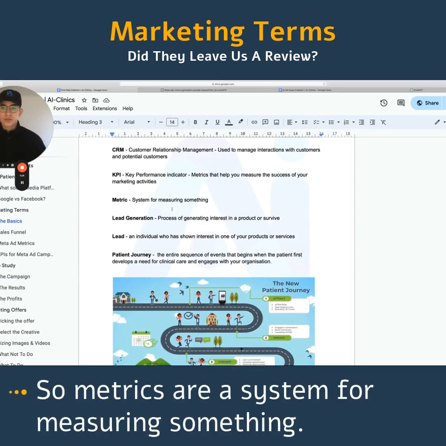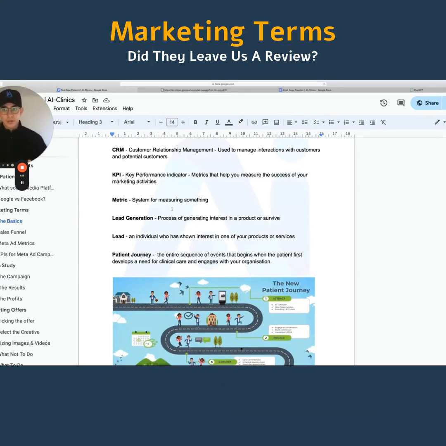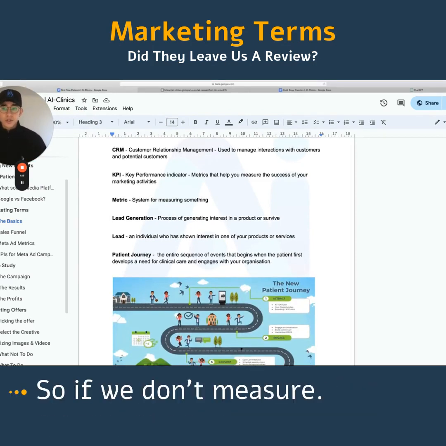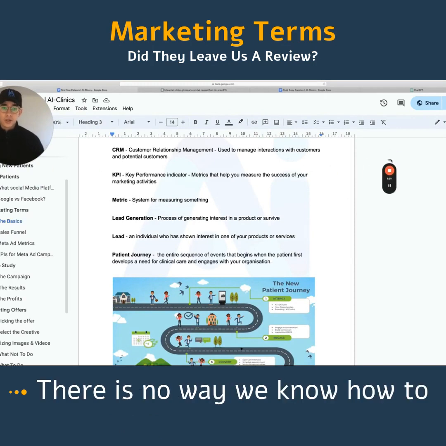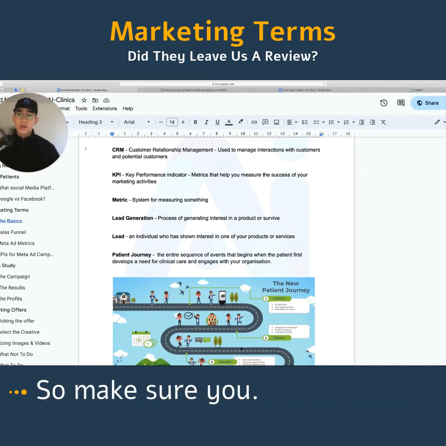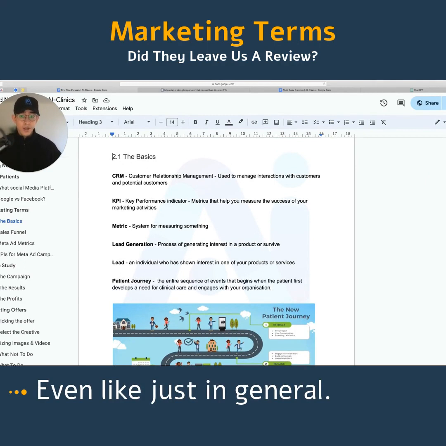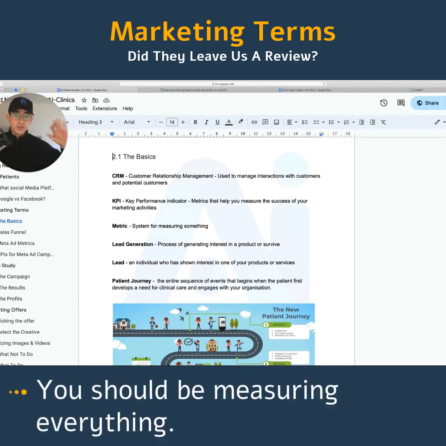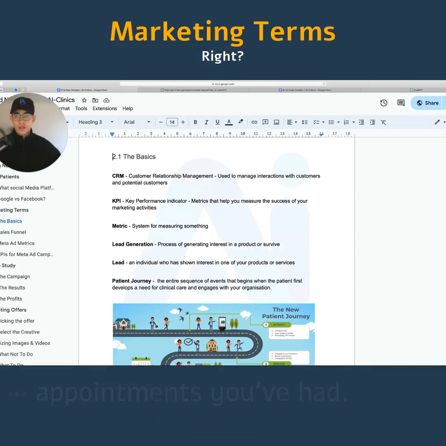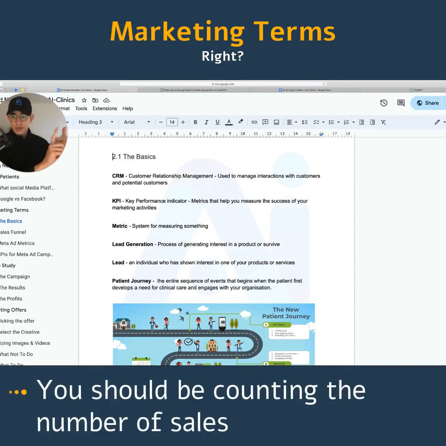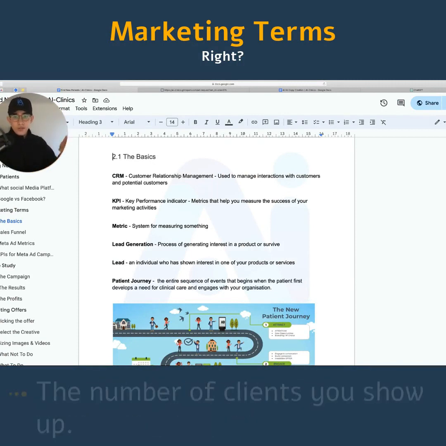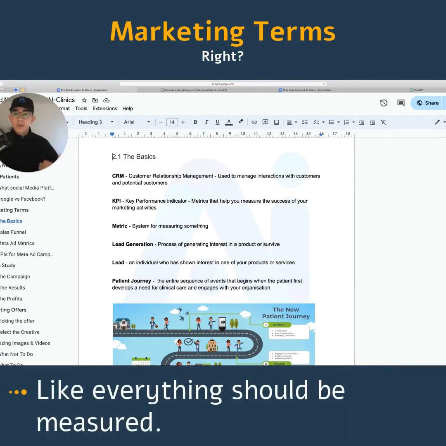Metrics. So metrics are a system for measuring something, right? If we don't measure, there is no way we know how to improve. So even if it's not paid, just in general in your business, you should be measuring everything. You should be counting the number of booked appointments you've had, the number of sales, packages you've sold, the number of clients who show up. Everything should be measured.